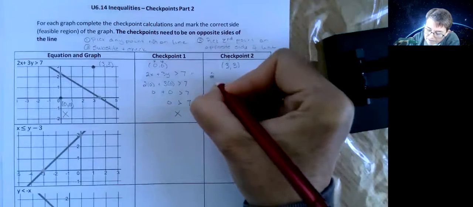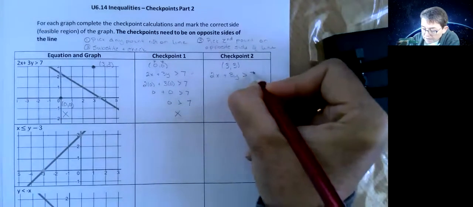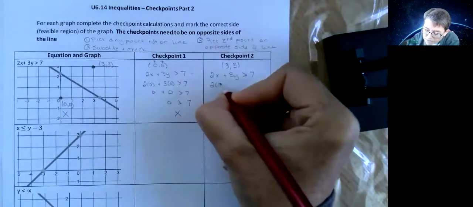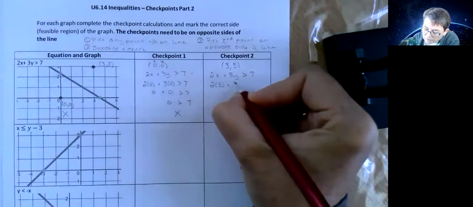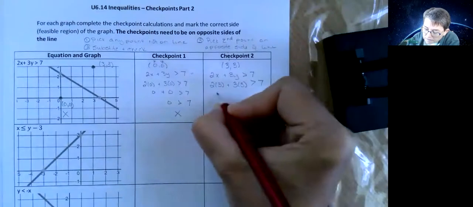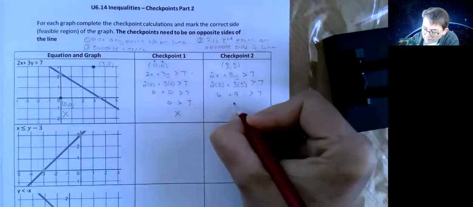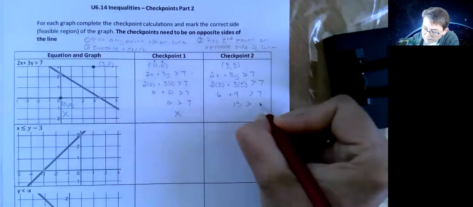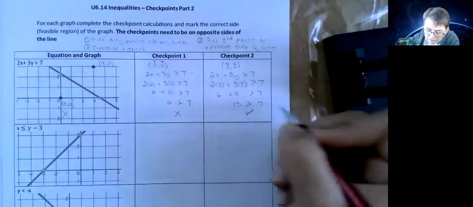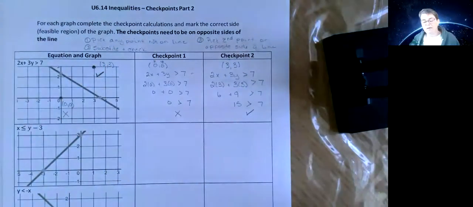Now I'm going to rewrite 2x plus 3y is greater than 7. 2 times 3 plus 3 times 3 is greater than 7. So 6 plus 9 is greater than 7. 15 is greater than 7. And check. So this side. So my answer is on this side of the equation.